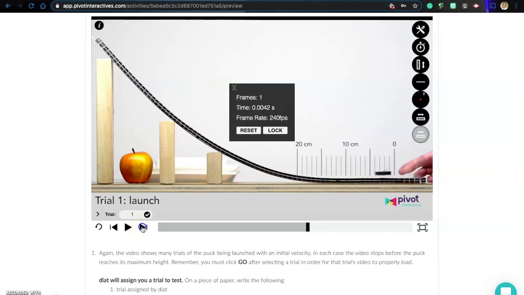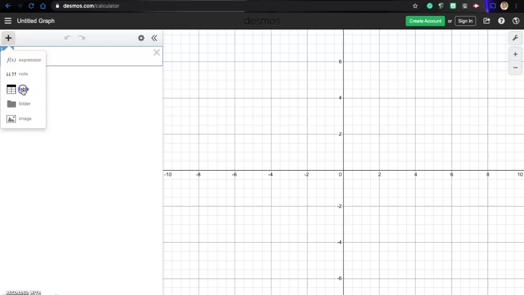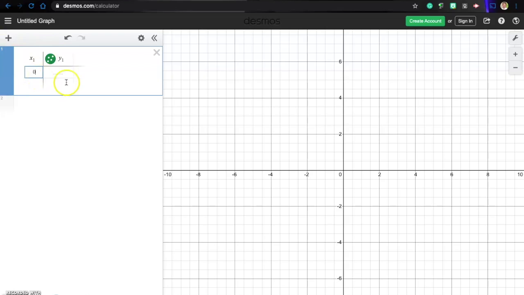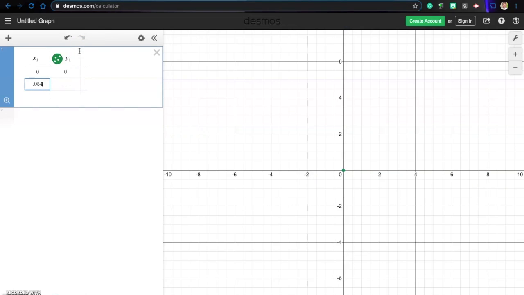So as I advance this frame, I notice that it is moving forward, or to the left, and I'm just going to go for 10 centimeters. I notice that the puck has changed its position by 10 centimeters in 0.0542 seconds. Some of you like to just start with a data table, so I'll call it started at 0 clock reading and 0 position. The clock reading was 0.0542 seconds, and the position was 10 centimeters. But in this case, I'm going to call it 0.1 meter.